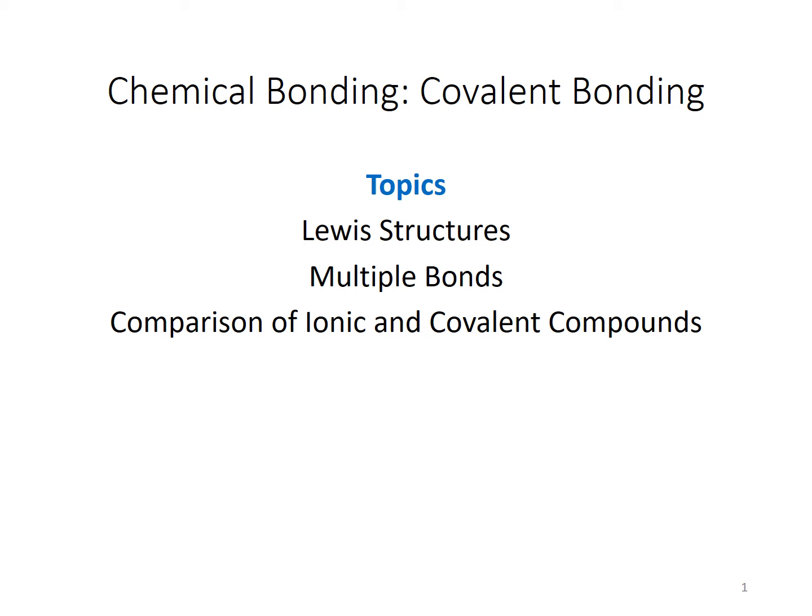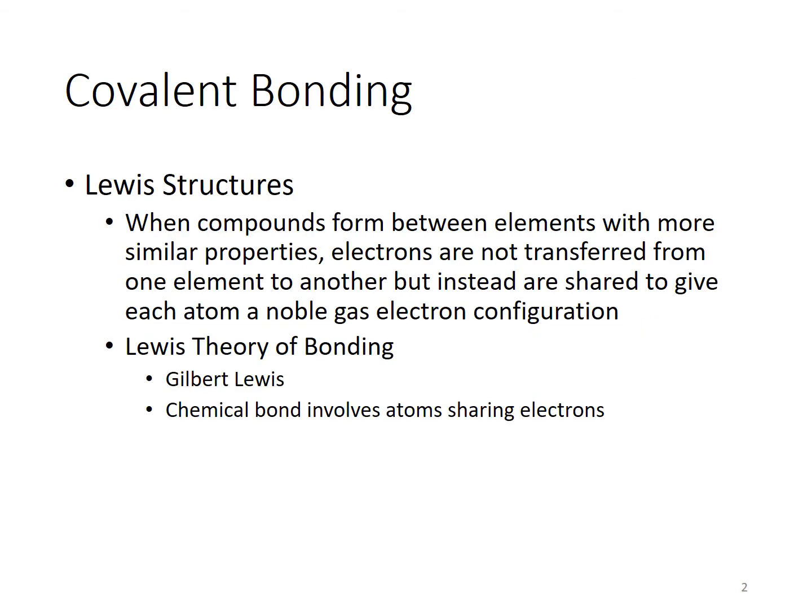Here we're going to talk about covalent chemical bonding and how that pertains to these Lewis structures, what happens when we have multiple bonds, and comparing that to what we had previously talked about, which was the ionic bonding system. When compounds form between elements with more similar properties, electrons aren't transferred from one element to another, but instead are shared, which is what we're familiar with already when we have covalent bonding.